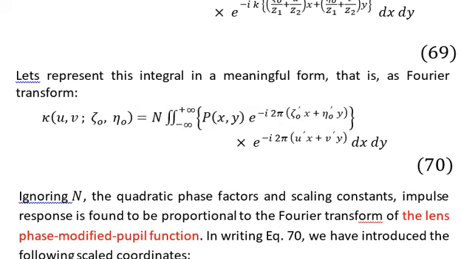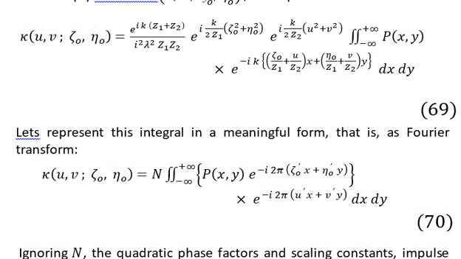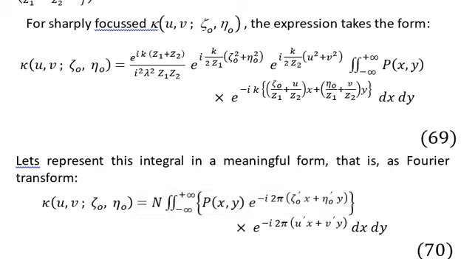So let's represent this integral in a meaningful form, that is, in the Fourier transform. You see that I have introduced, in equation number 69, the capital N for all the terms which are not depending upon the integral. So capital N denotes all those terms which we are going to explain later on.